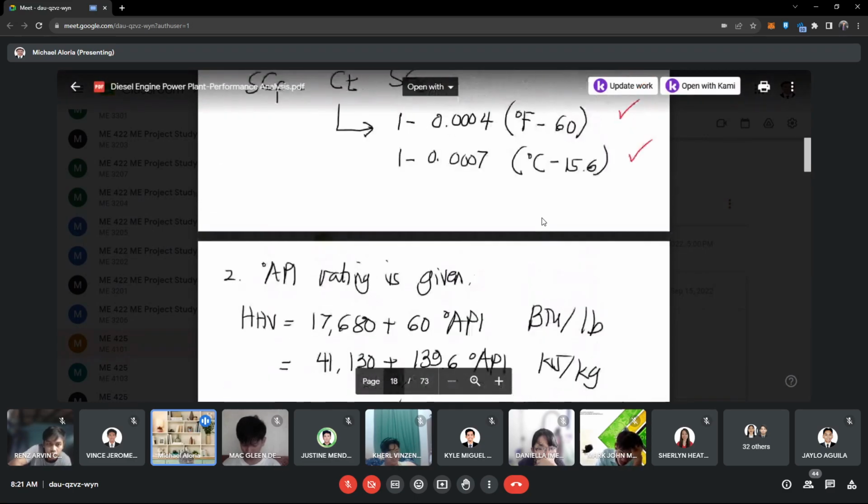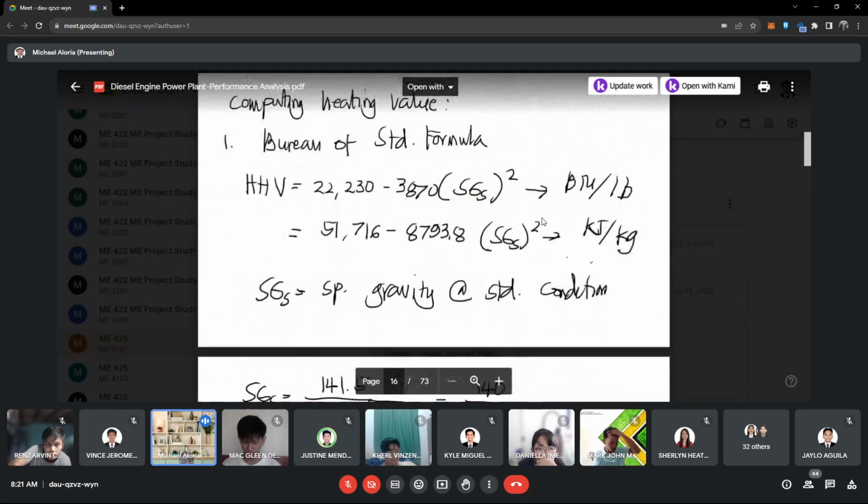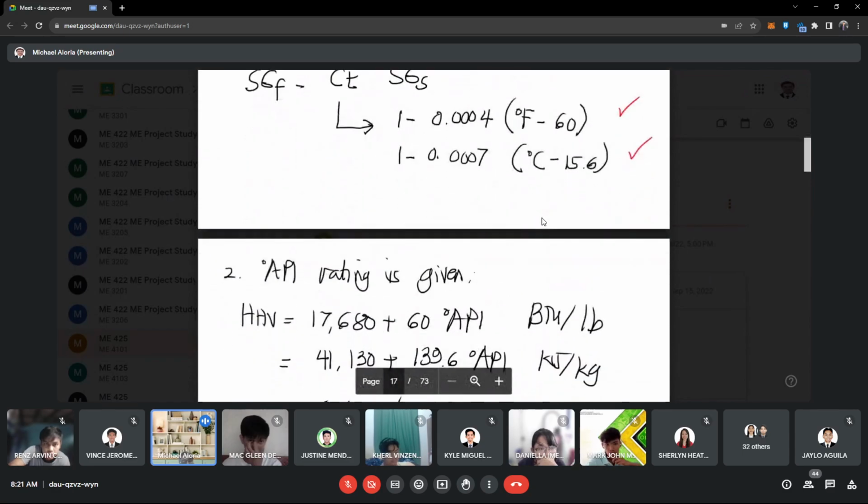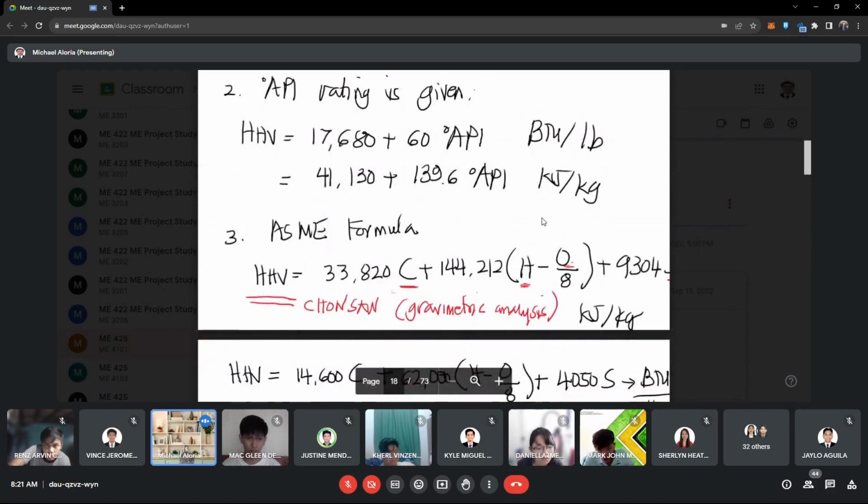So kanina, ginamit natin yung equation natin, Bureau of Standards formula for HHV. The second formula is in terms of degree API. We can compute for HHV also. And the last one is your ASME formula. So meron tayong American Society of Mechanical Engineers formula for computing higher heating value. Now, to compute your higher heating value, we should know the ultimate analysis of the fuel. So dapat alam mo yung ultimate analysis.